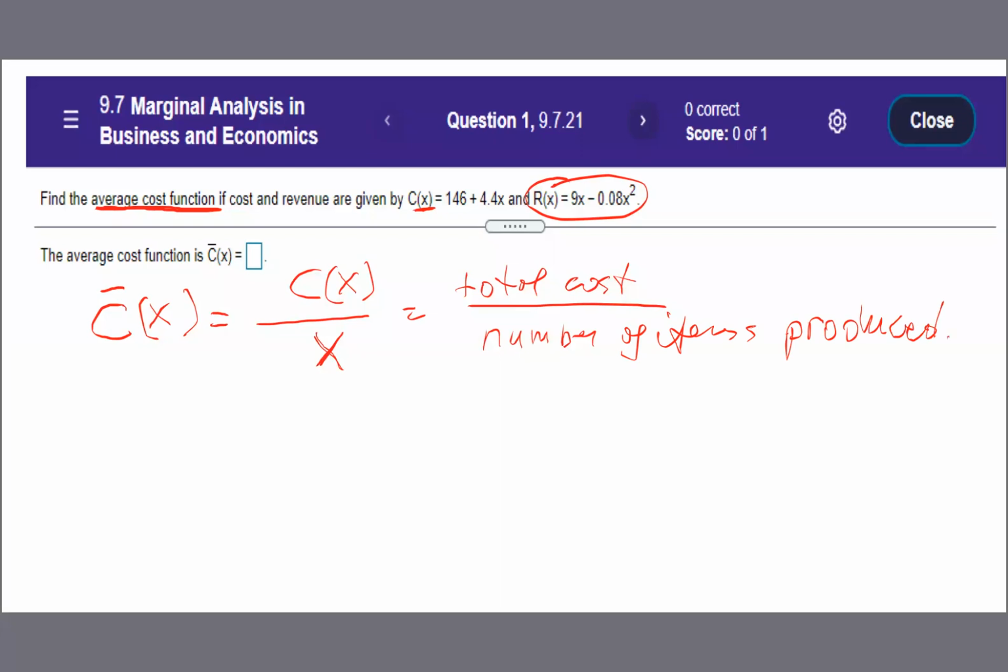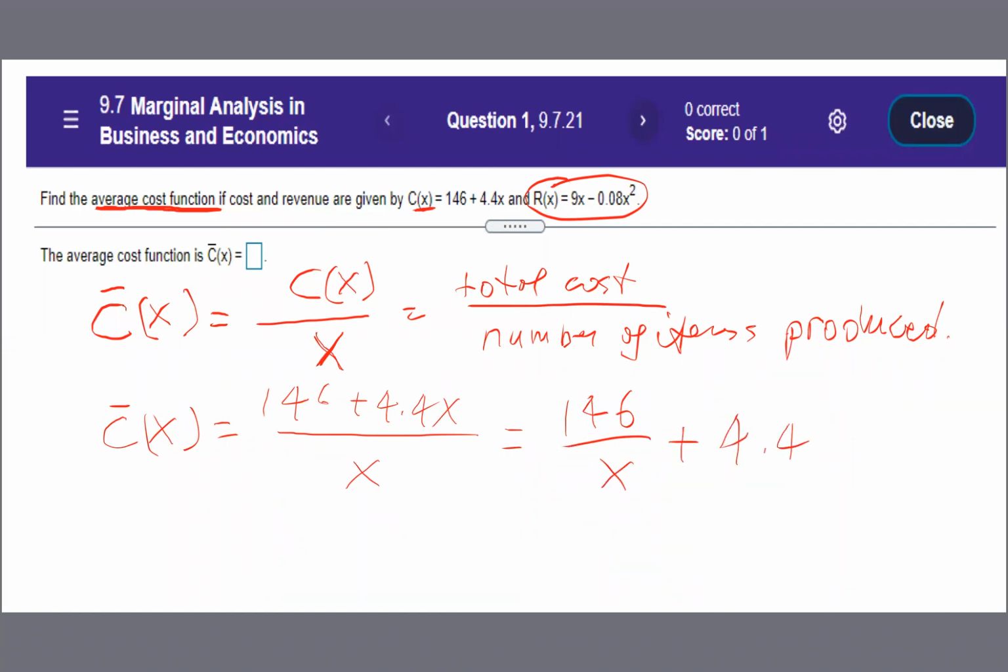All right, so in our case, we're going to have C bar of x equals the total cost, 146 plus 4.4x, divided by x. And we can simplify this by dividing each term of the numerator by x. So we're going to have 146 over x plus 4.4, because x and x will cancel for that term.